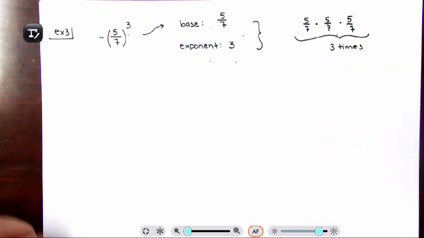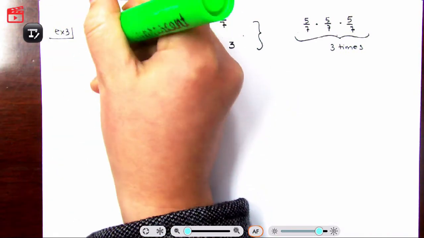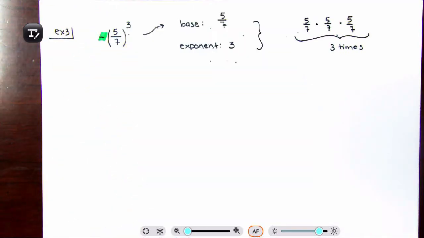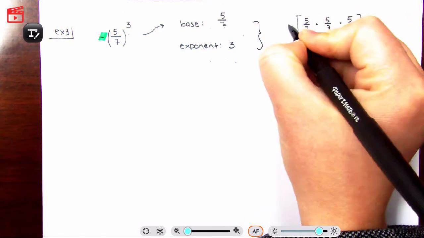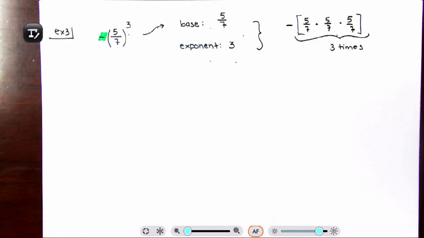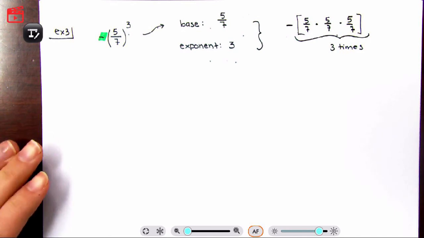Now here's the thing though. We still have this negative out in front. This negative out in front just means that all of this gets multiplied by a negative at the end. So whenever we get our answer, we just then multiply by -1.